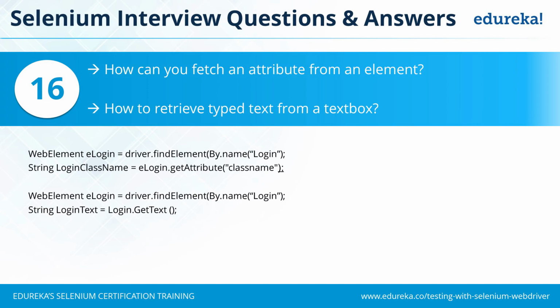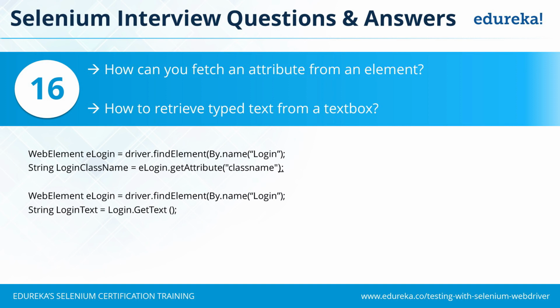Okay, so the next question is, how can you fetch an attribute from an element, and how to retrieve the text from a text box? This is a common question: if I want to fetch the value of any attribute from the web element, can I do it? Yes, you can do it using the inbuilt method from Selenium WebDriver, and the method is getAttribute. Using getAttribute, you need to pass a parameter, which is the name of the attribute, and Selenium WebDriver will return you the value for that particular attribute.